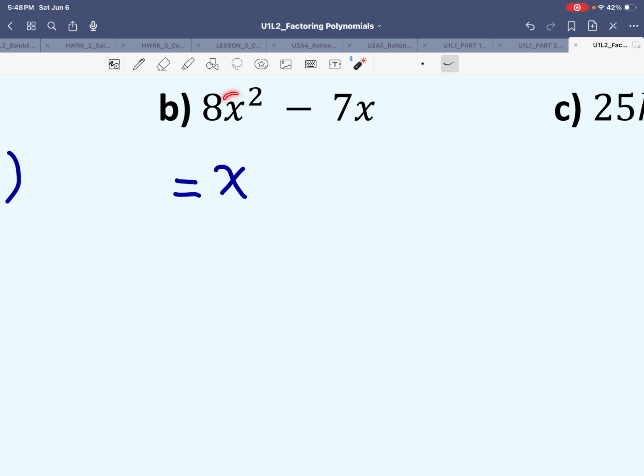Well, when it comes to taking out the greatest common variable, we always take out the variable with the lowest exponent. So we look into the lowest exponent, which means that with exponents 2 and 1, just x is common. And then the rest of the expression will be 8x minus 7. So if you expand back, then you will get exactly what we had in unfactored form. So 8x squared and negative 7x.